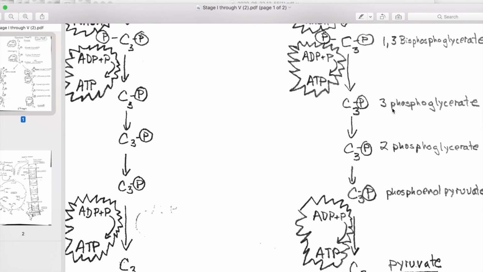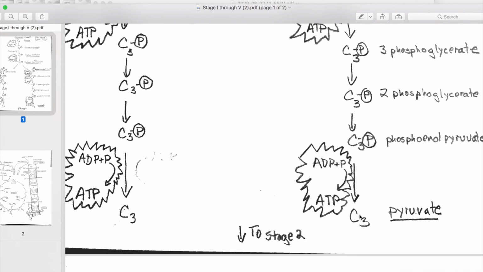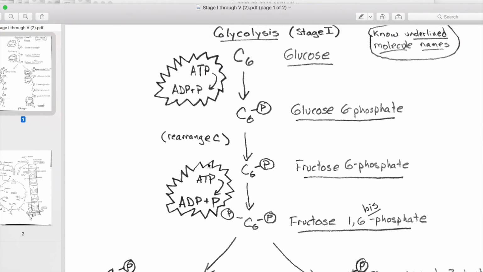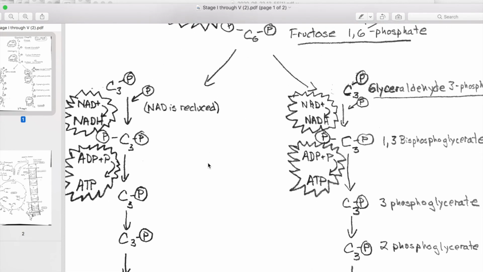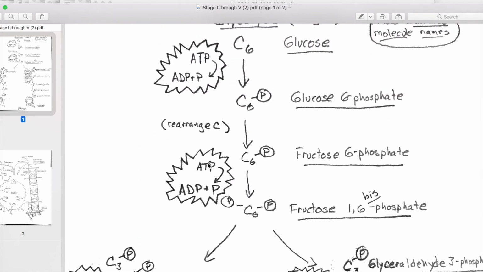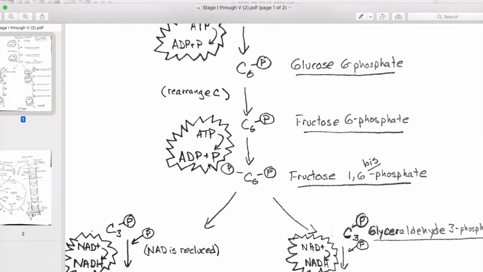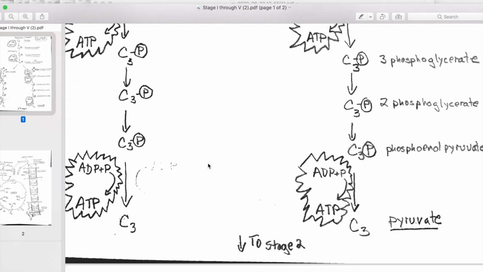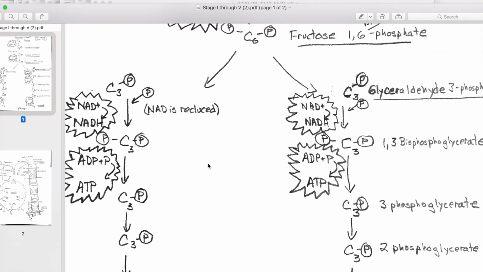Then I move that phosphate from the 3 position to the 2 position, and then I rearrange that 3-carbon molecule, and then finally I make pyruvate, and in that last step I also make an ATP. So if glycolysis is all I've got, because there's no oxygen around, I make 4 ATPs total. I spend 2 ATPs, okay? And those 2 ATPs I spend come away from the 4 I made, so I have a 2 net gain. I also made 2 NADHs.